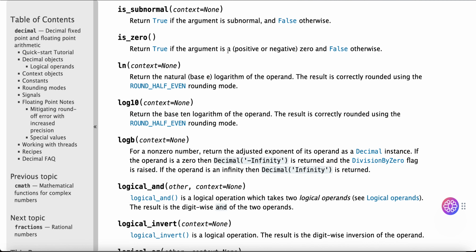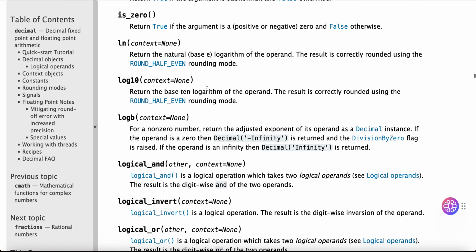Return true if the argument is a positive or negative 0 and false otherwise. ln, context is equal to none. Return the natural base e logarithm of the operand. The result is correctly rounded using the round half even rounding mode.